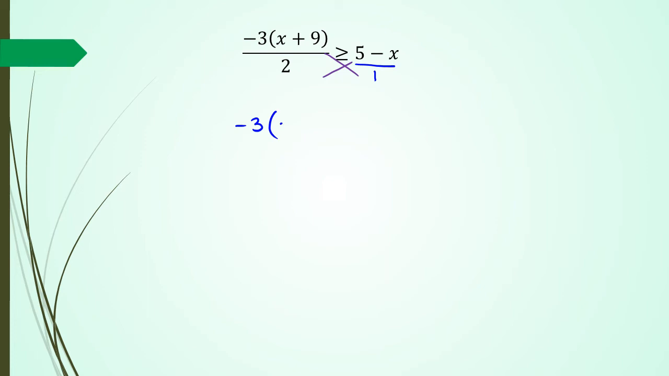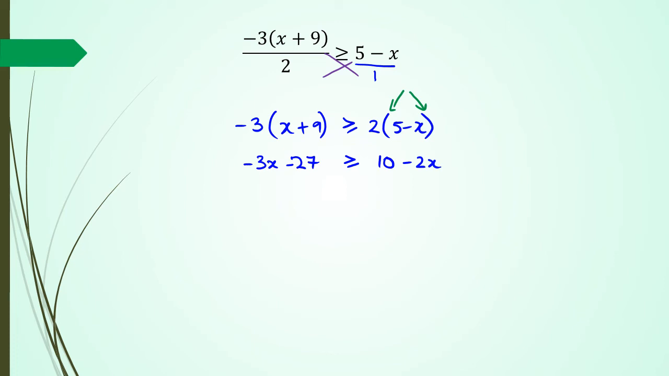So that's just going to be negative 3x plus 9 is greater than or equal to 2 multiplied by 5 minus x. Now remember, folks, once again, that you need to put that bracket there because 2 is getting multiplied by 5 and negative x. So expanding the brackets, I've got negative 3x plus 9 is greater than or equal to 2 times 5 is 10, 2 times negative x is negative 2x.